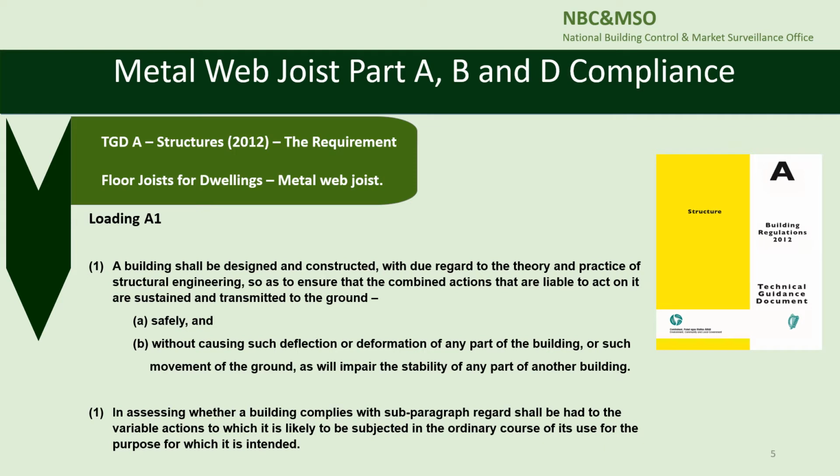So Part A, Structures 2012, the requirements: a building shall be designed and constructed with due regard to the theory and practice of structural engineering, so as to ensure that the combined actions that are liable to act on it are sustained and transmitted to the ground safely and without causing such deflections or deformation of any part of the building or such movement of the ground as will impair the stability of any part of another building. Technical Guidance Document A 2012 gives guidance on traditional floor joists. Some of this guidance is relevant to metal web joists, and designers need to show how the requirements of Part A is complied with.